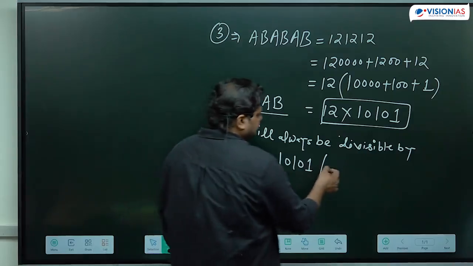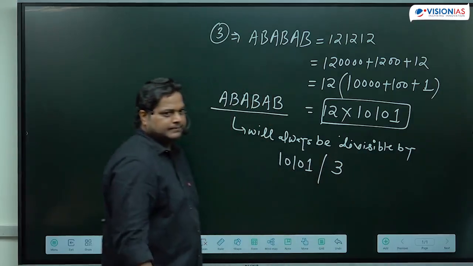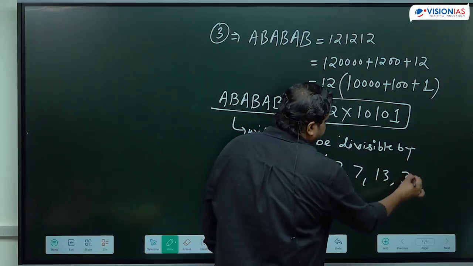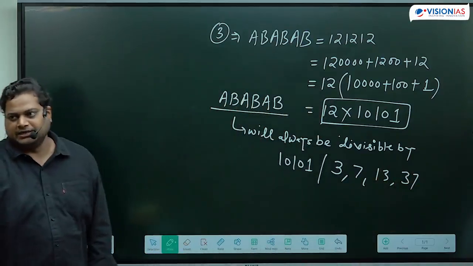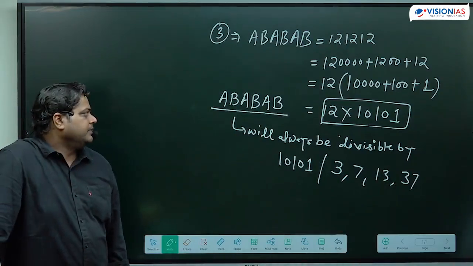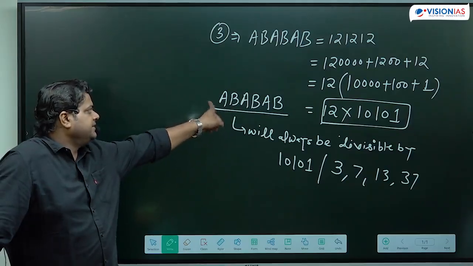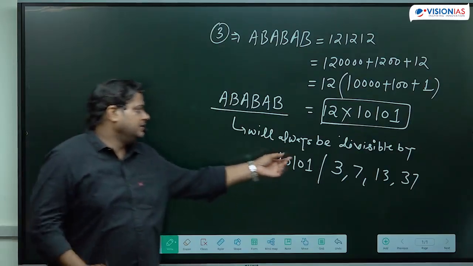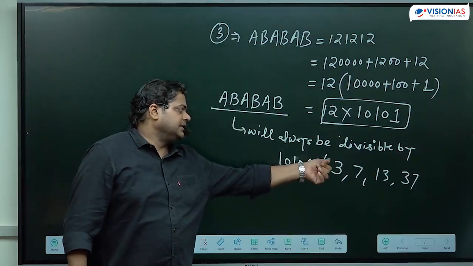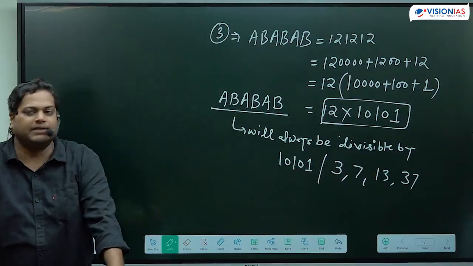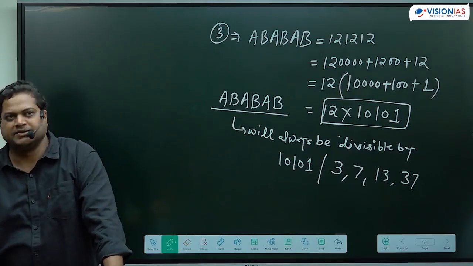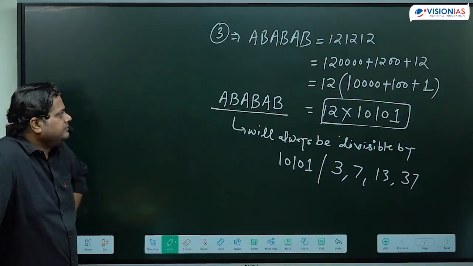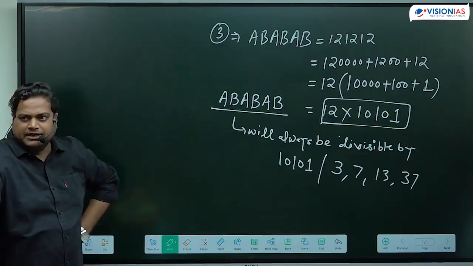What are the factors of it? 3 हो जाएगा? नहीं, 3 7 13 37, 11 नहीं होगा इसमें. तो ऐसे भी they can ask question, if a number is written in this form, AB AB AB, this number will always be divisible by, or they can write 3 7 13 37. इस तरीके से they can ask questions. ठीक है, सबने लिख लिया? समझ में आ रहा है थोड़ा थोड़ा?